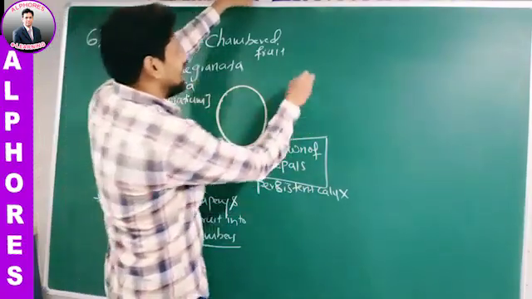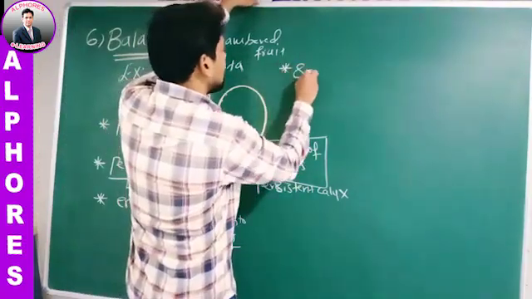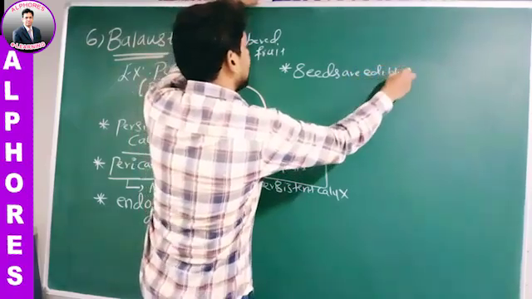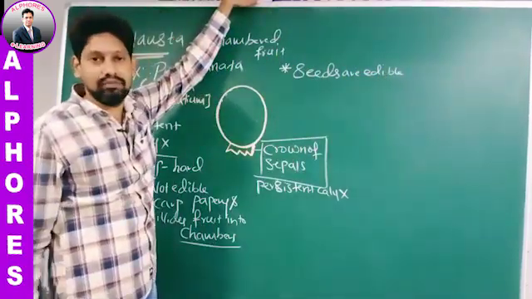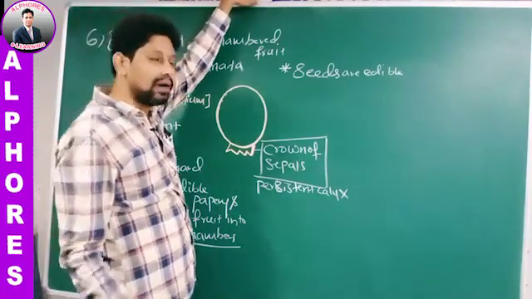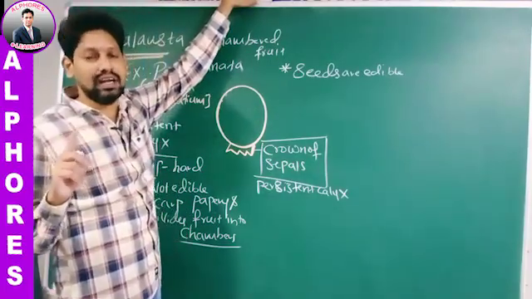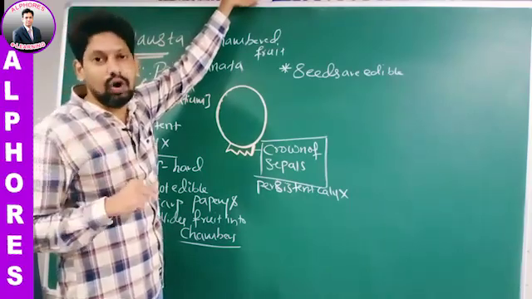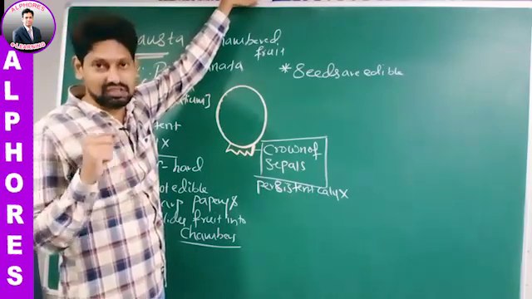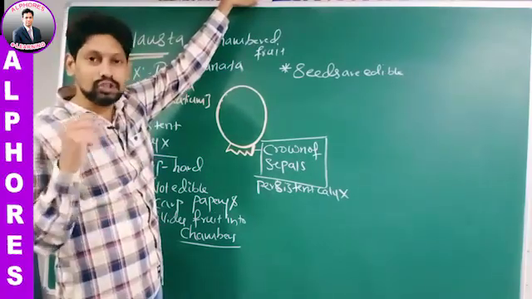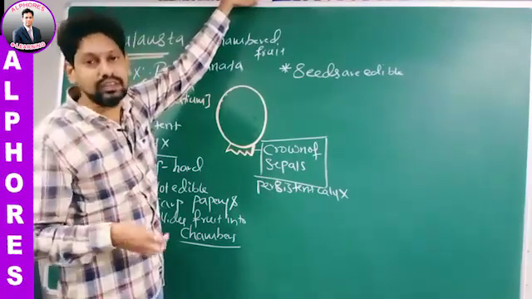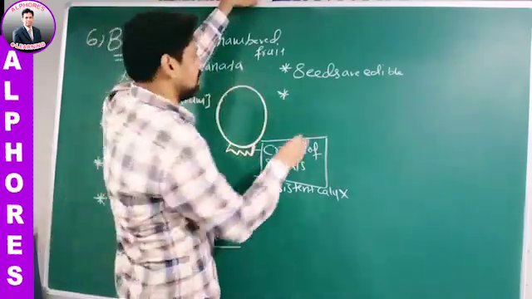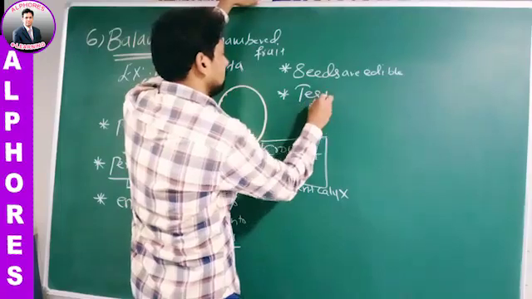In the case of balausta, what is edible, sir? Seeds are edible. Seed means with how many parts? Two parts: seed coat and embryo. The seed coat's outer layer, called testa, is edible. That is juicy, that is fleshy, in the case of balausta.